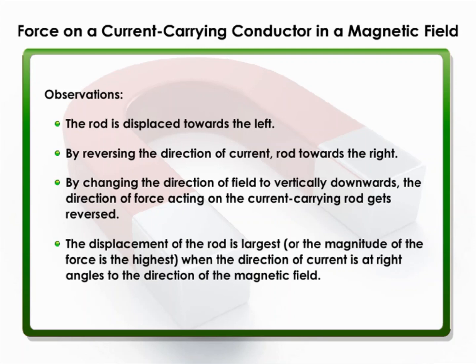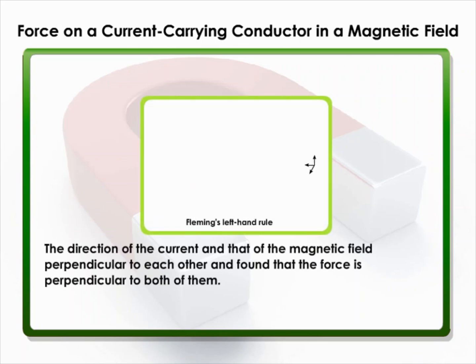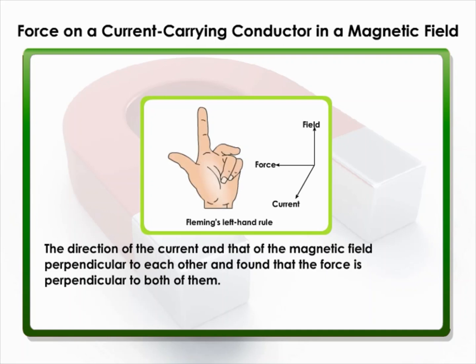In such a condition, we can use a simple rule to find the direction of the force on the conductor. We considered the direction of the current and that of the magnetic field perpendicular to each other and found that the force is perpendicular to both of them. The 3 directions can be illustrated through a simple rule called Fleming's left-hand rule. According to this rule, stretch the thumb, forefinger, and the middle finger of your left hand such that they are mutually perpendicular. If the first finger points in the direction of the magnetic field and the second finger in the direction of current, then the thumb will point in the direction of motion or the force acting on the conductor.